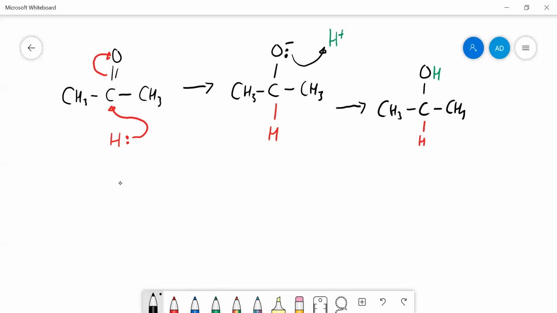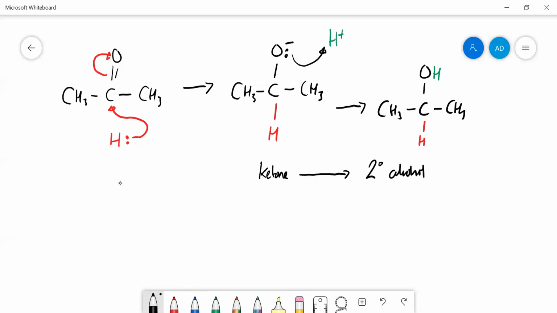So if you reduce a ketone, it goes to a secondary alcohol. And we've come across the reverse of that reaction before, where we oxidize a secondary alcohol to a ketone using potassium dichromate. Right, that is the reaction of the carbonyls with the hydride ion.